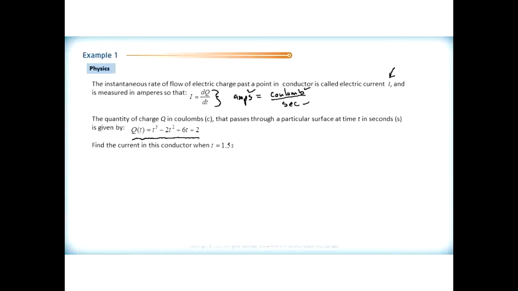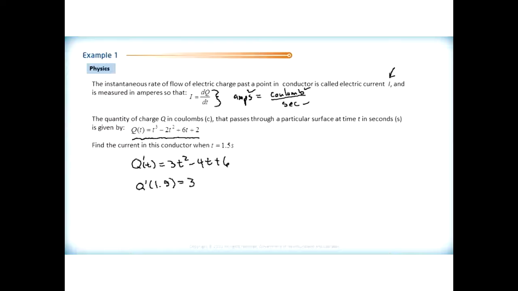Well, the calculus behind this is very simple. It's just finding the derivative of charge with respect to time that tells us about current. So this will be 3 times t squared minus 4t plus 6. So a simple polynomial derivative. So we need to find q prime at 1.5.